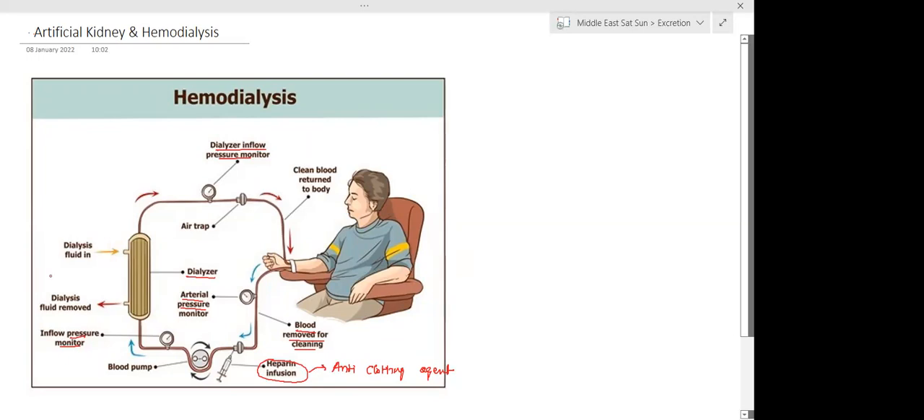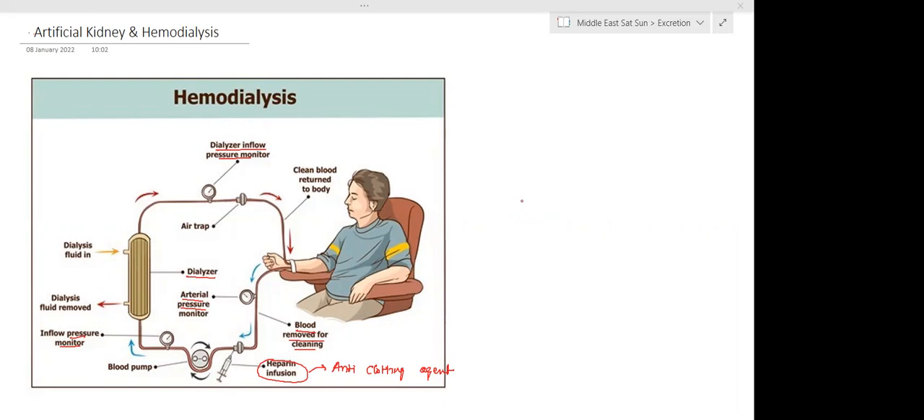Start writing now. Artificial kidney is a hemodialysis machine through which toxic substances are removed from the blood of a person whose kidneys are completely damaged. Full stop.